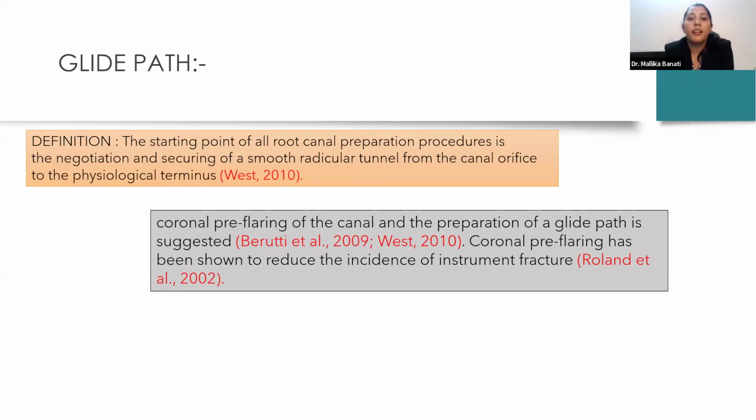So, coronal pre-flaring of the canal and the preparation of a glide path is suggested. Coronal pre-flaring, what does it do? It reduces the fracture chance of the instrument. Not as we used to do earlier with the GG drills and Peeso reamers, not that much, because that is completely against the minimal access rules that we have now. But we do have coronal flaring files, so use those with a good 17 by 3 and 19 by 3. Those are good files just to have a pre-flaring.